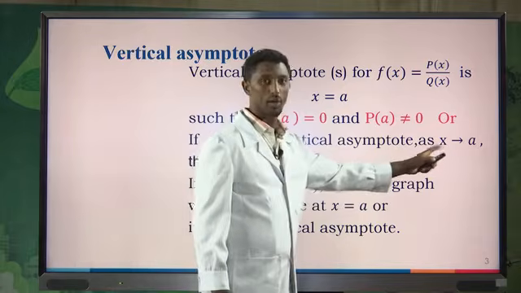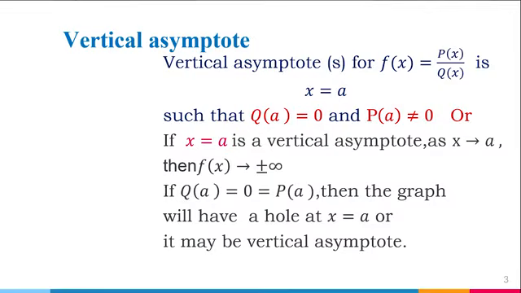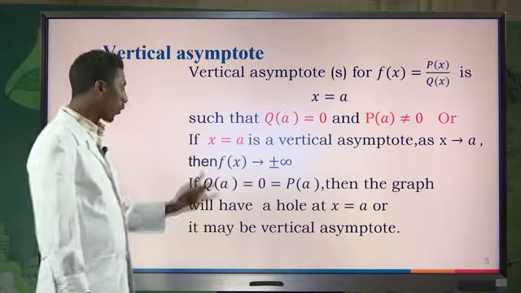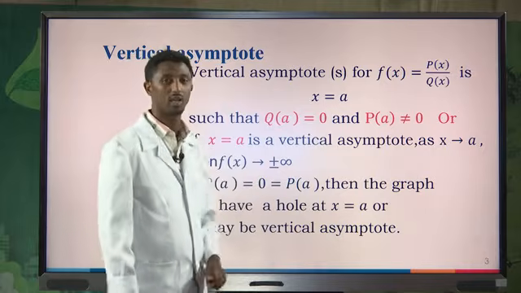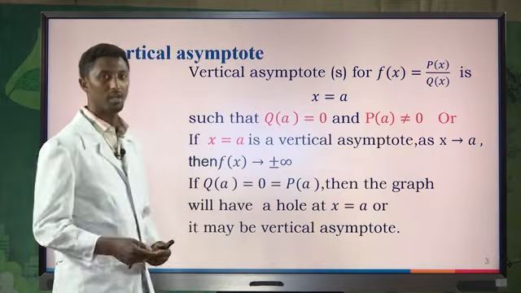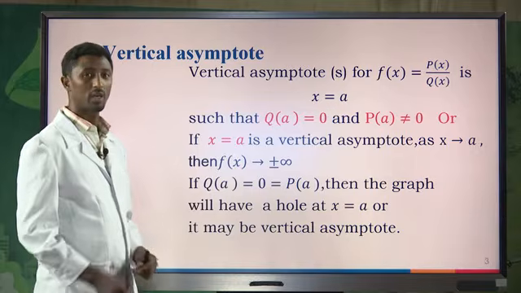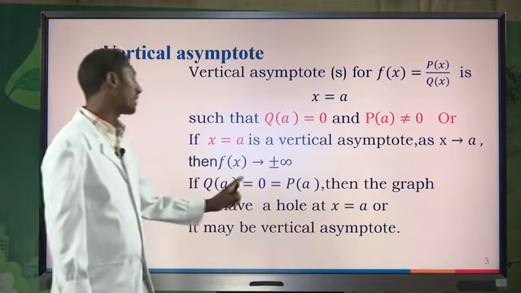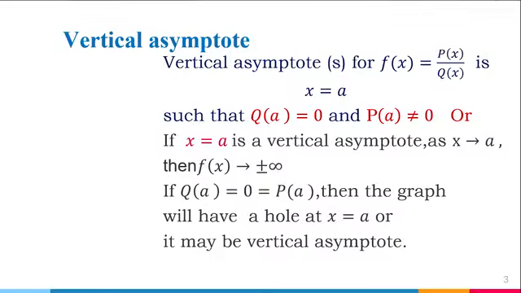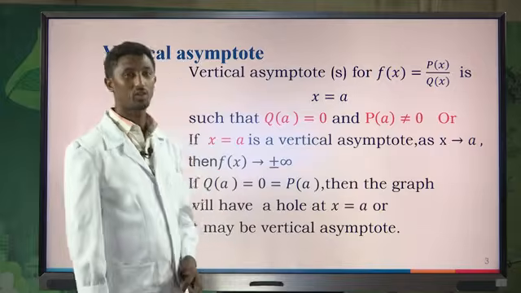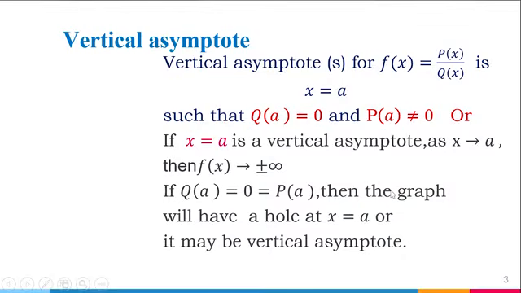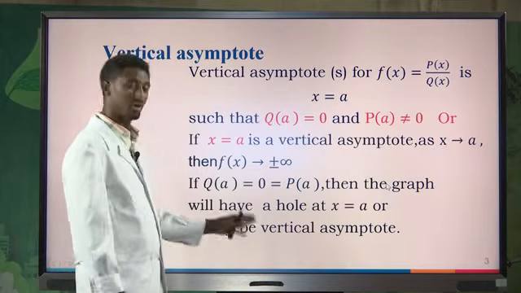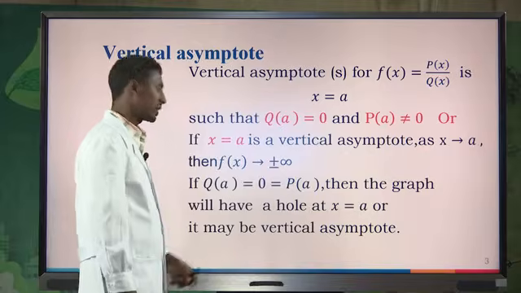As x tends to a, the function f of x will get closer to either positive infinity or negative infinity. What if q of a equals 0 and also p of a equals 0? Meaning, if a makes both the numerator and denominator equal to 0, then the graph will have a hole at x equals a, or it may be a vertical asymptote. So if x equals a makes both p of x and q of x equal to 0, it needs further study, meaning it will have a hole or it may have a vertical asymptote.